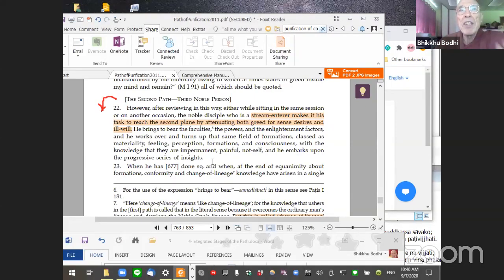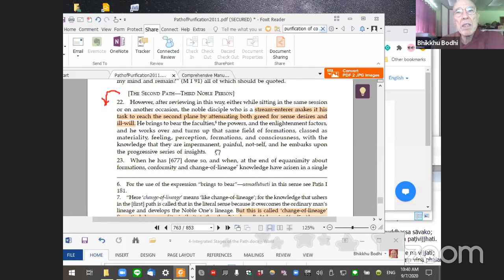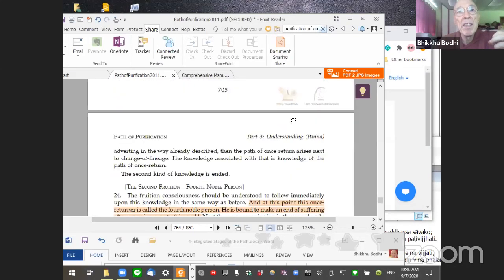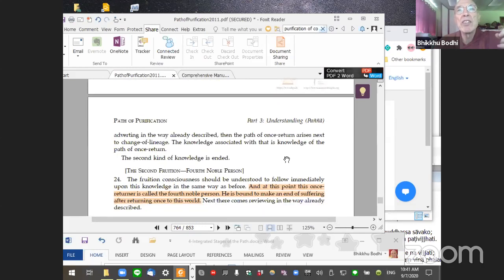And if the faculties are not strong enough to reach the second stage, then the meditator will just remain at equanimity about formations. But we're taking a practitioner who has the capacity to go on to the final goal. So this practitioner reaches equanimity about formations, and then comes that insight leading to emergence. There arises conformity and change of lineage knowledge. And then after change of lineage comes the path of once returning, and after the path comes the fruition.